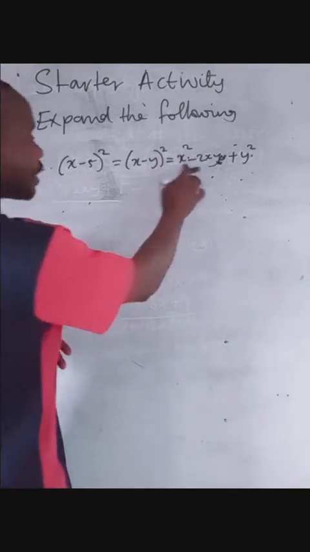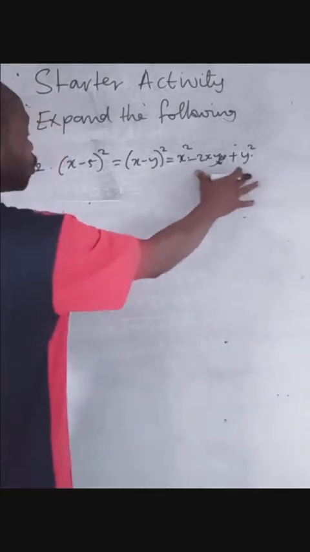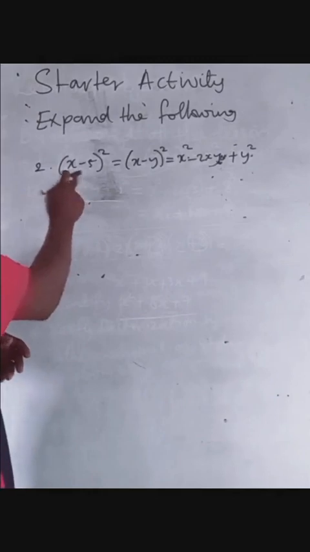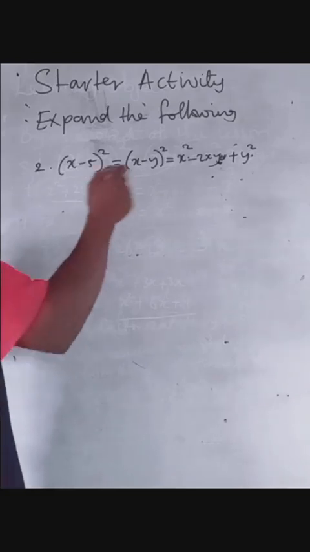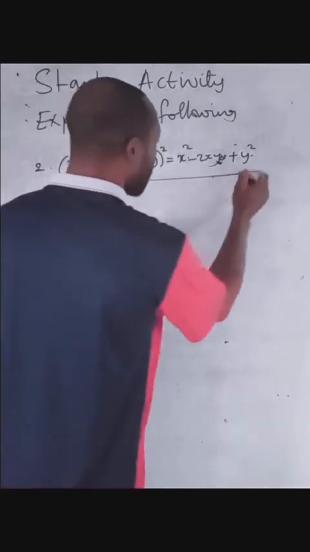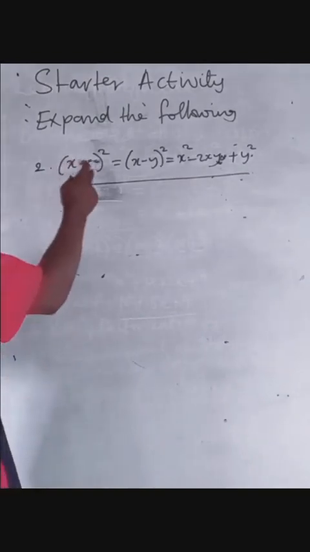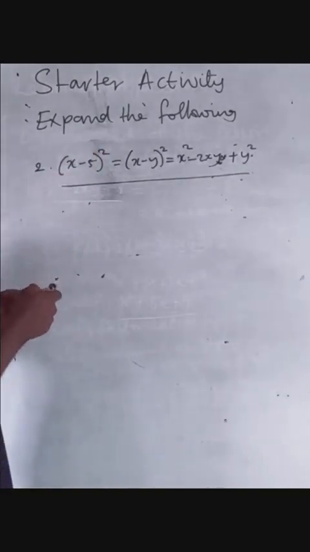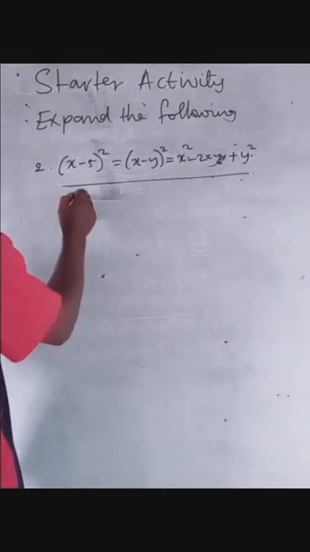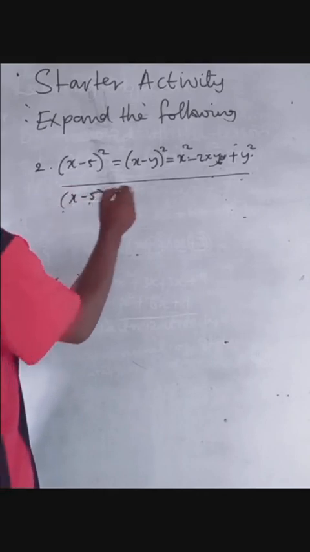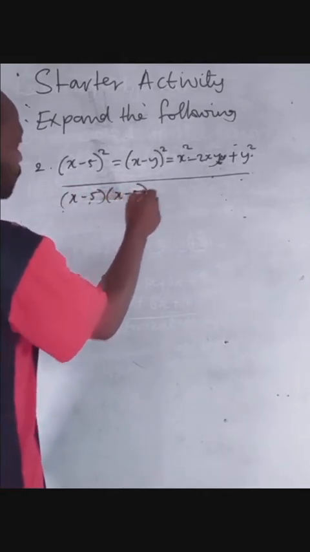So this is the identity, the formula that you can use to solve this type of expression, x minus 5 raised to the power 2. But if you don't want to use that, there's another way to go about it. So x minus 5 raised to the power 2 is x minus 5 multiplied by itself. Therefore, x minus 5 multiplied by x minus 5.